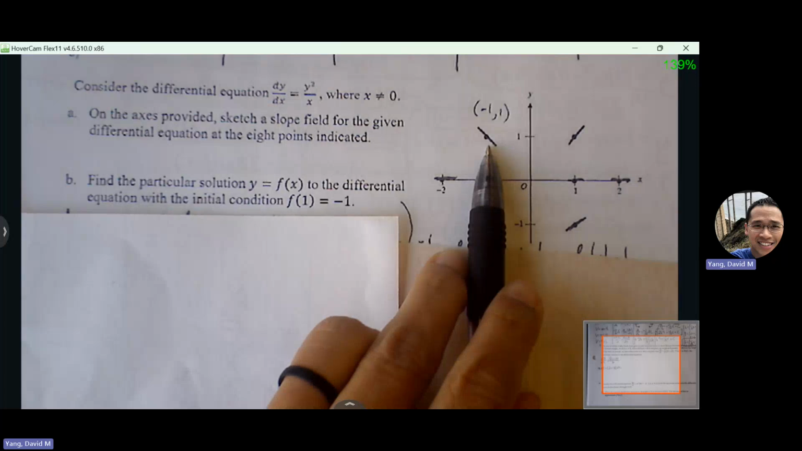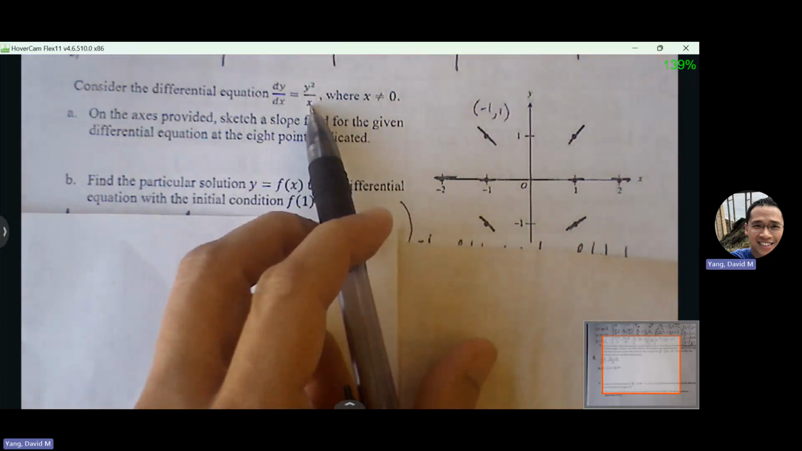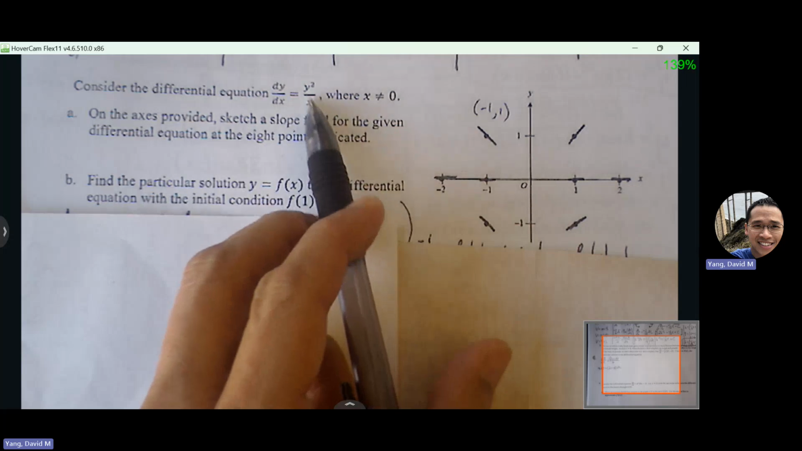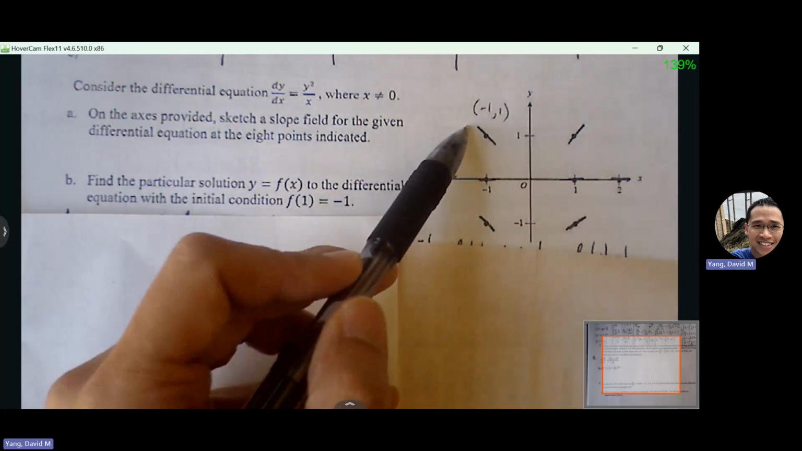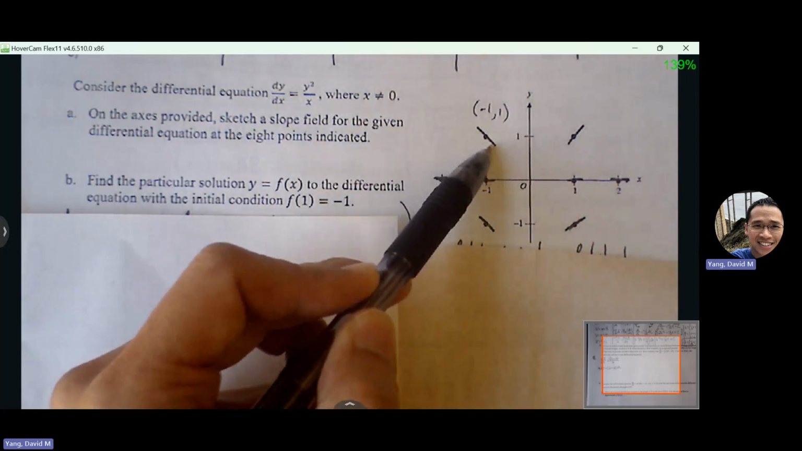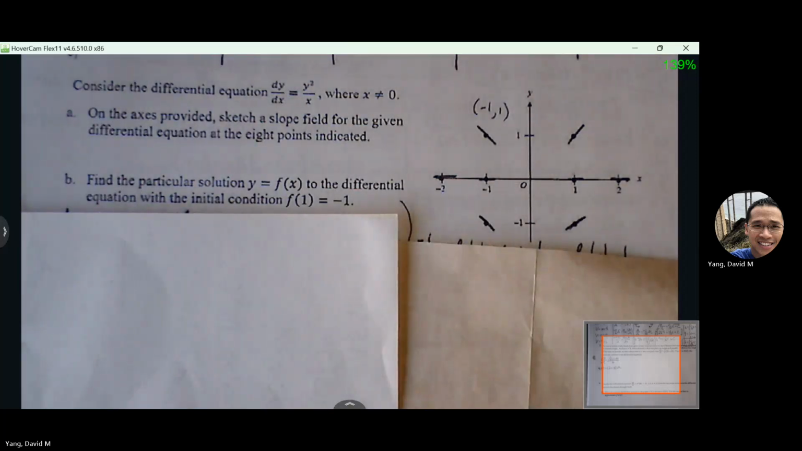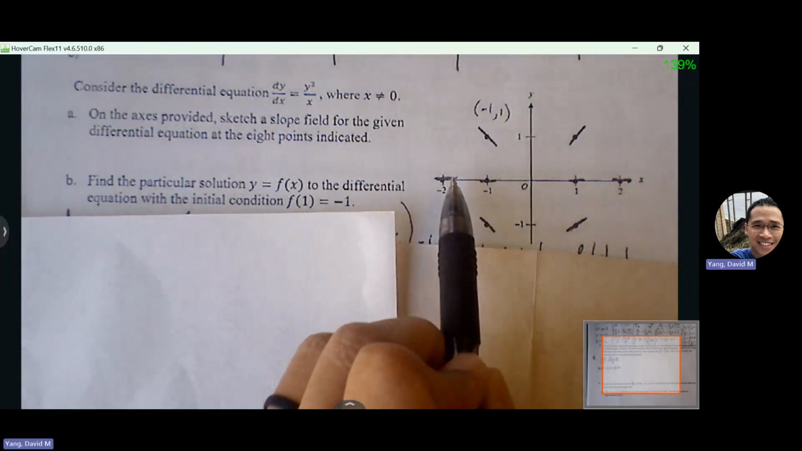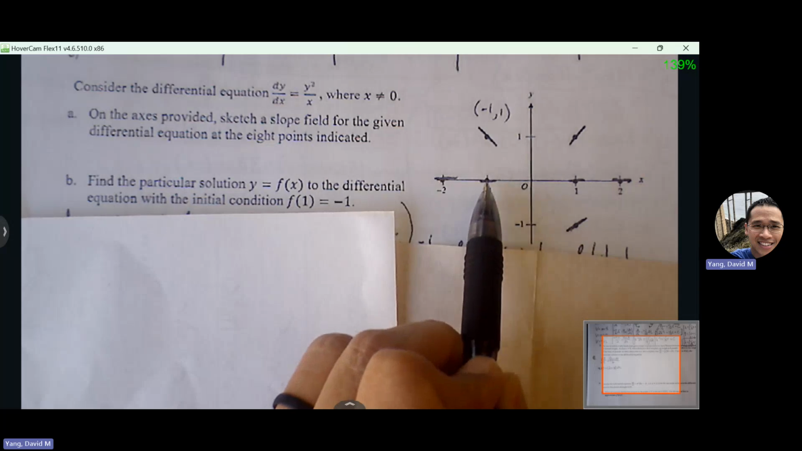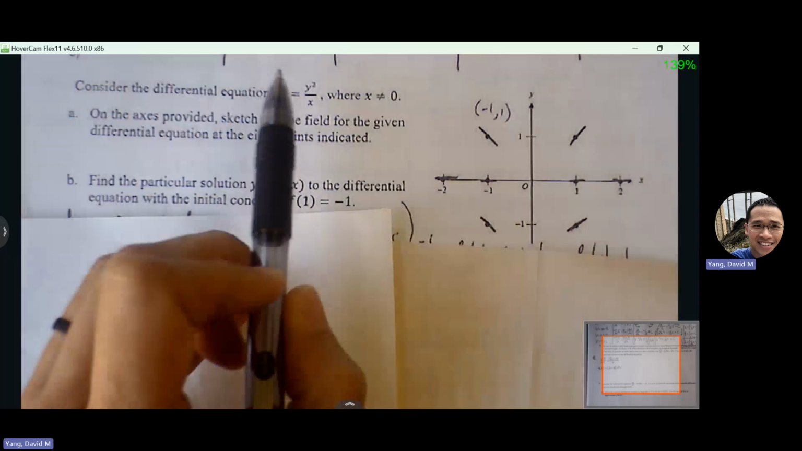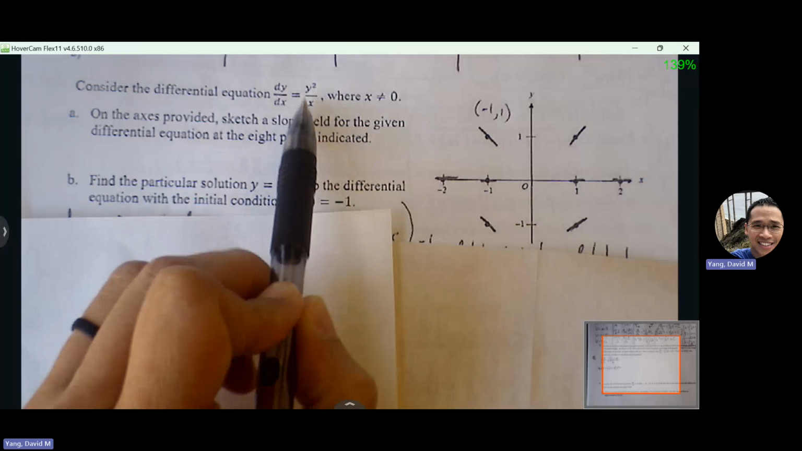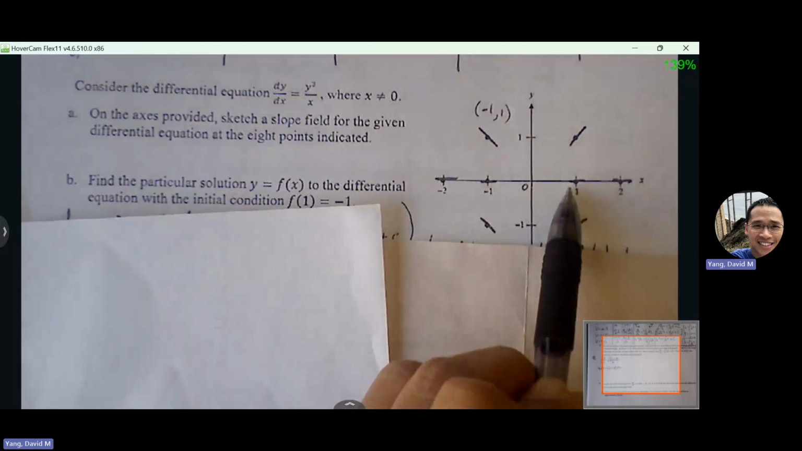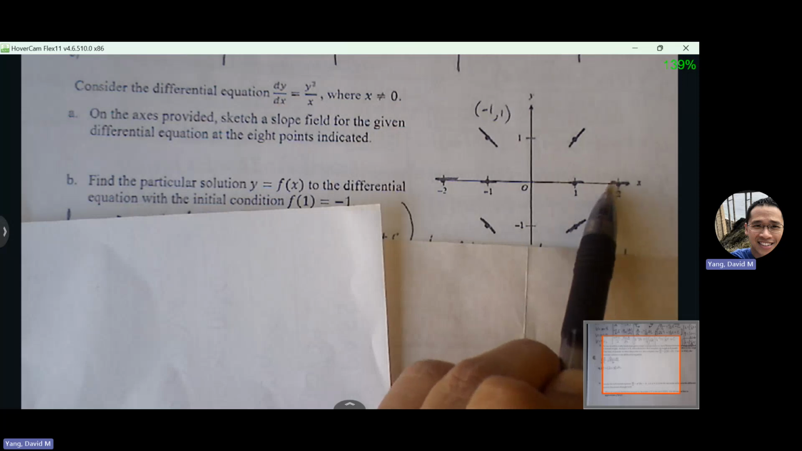So this ordered pair is negative 1, 1. So negative 1 in for x, negative 1 in for y. I'm going to get 1 over negative 1, which is negative 1. So I'm just going to interpret that with a negative slope. All of these ordered pairs on the x-axis have a y value of 0. So when y is 0, 0 over non-zero will be 0. So we do want a horizontal slope at each of these points.